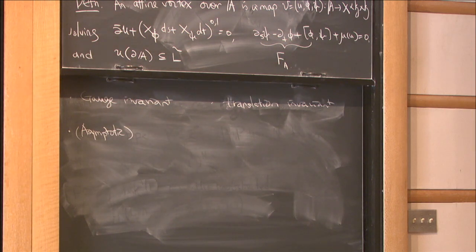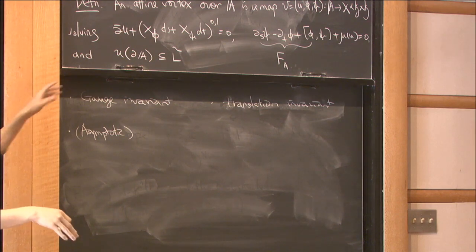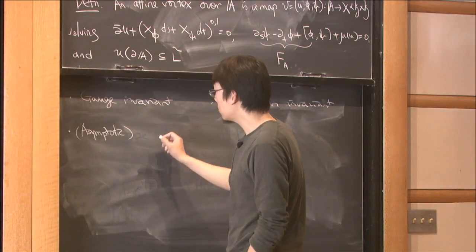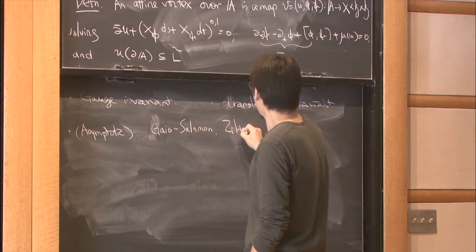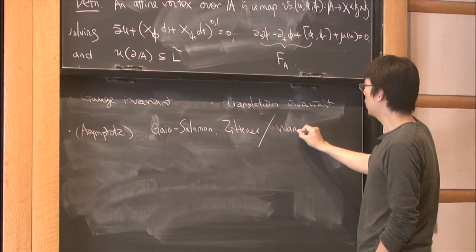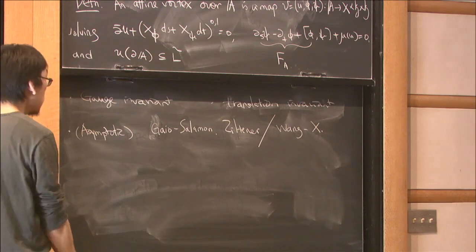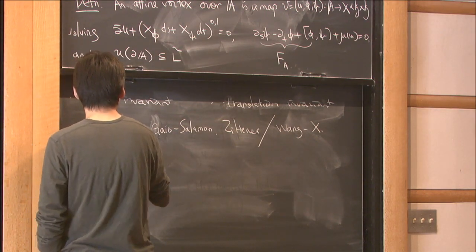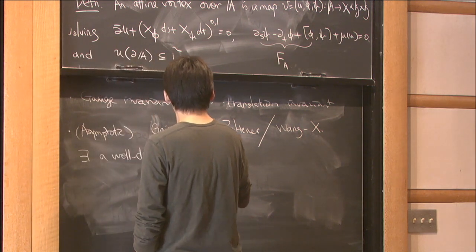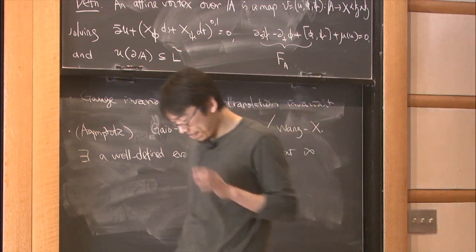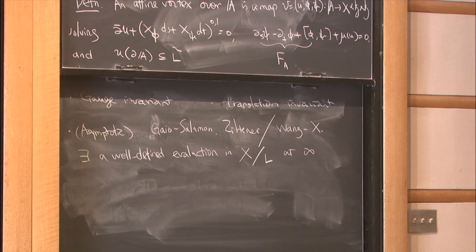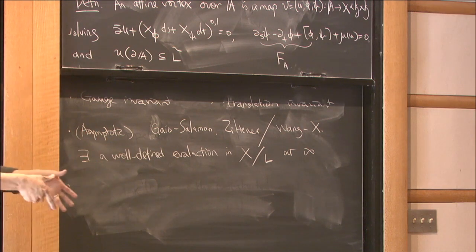And you have the asymptotic behavior of these solutions at infinity. Because this is over a non-compact domain, you should really care about that. This is proved by Gaio, Salamon, Ziltener for the closed case, and Wang and myself for the open case. So basically, that says there exists a well-defined evaluation in X or in the Lagrangian at infinity. Although these fields take values upstairs, the evaluation at infinity is only well-defined as a point downstairs. And this actually shows that the solution is closed up at infinity.